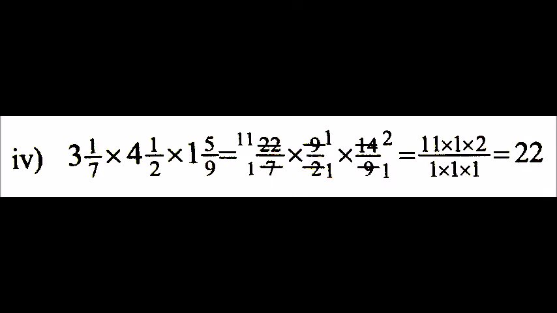Now this is how we are going to do it. 2 here 1, 2 into 22 is 11. 9 here 1, 9 into 9 is 1. 7 here 1, 7 into 14 is 2. So we are going to get 11 times 1 times 2 divided by 1 times 1 times 1, which is equal to 22.